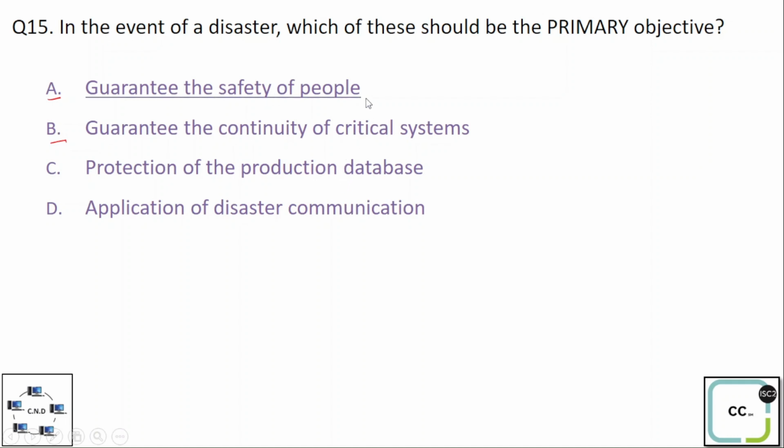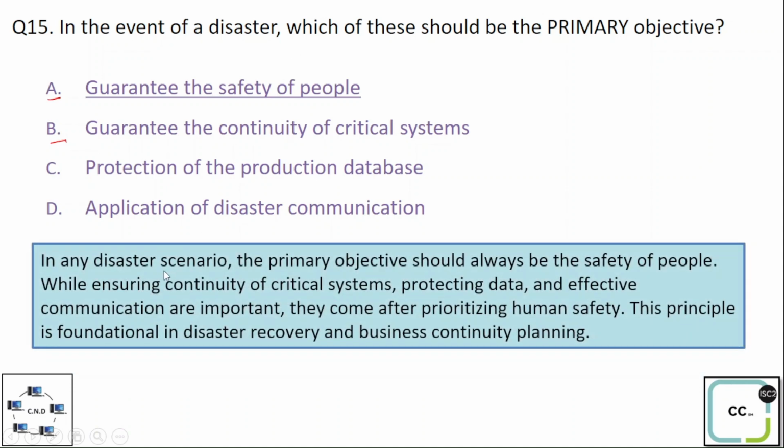so always remember, the safety of the people is the most important task and primary objective in the event of a disaster. So, in any disaster scenario, the primary objective should always be the safety of people, while ensuring continuity of critical systems, protecting data, and effective communications are important. They come after prioritizing human safety. This principle is foundational in disaster recovery and business continuity planning.